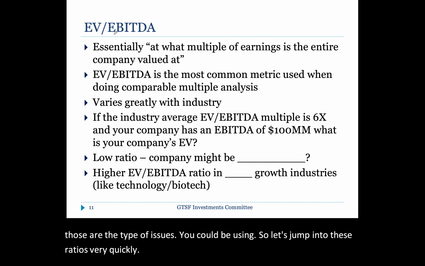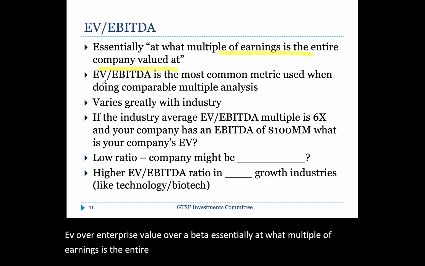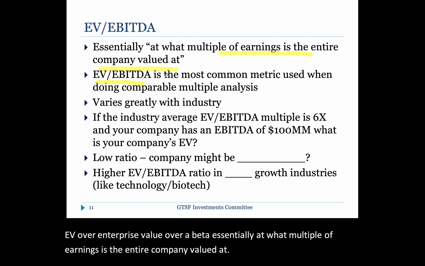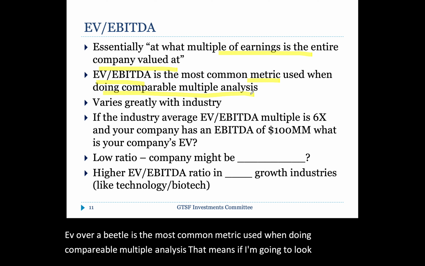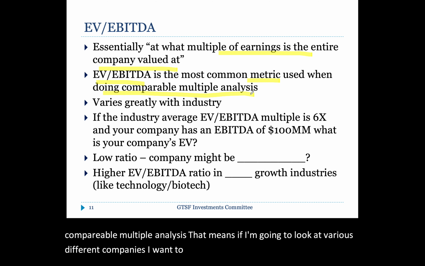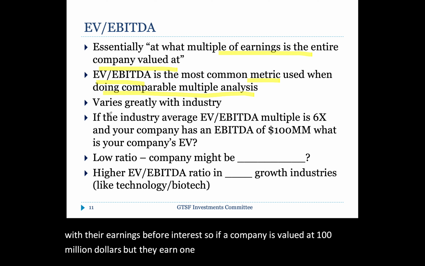EV over EBITDA, enterprise value over EBITDA. Essentially, at what multiple of earnings is the entire company valued at? EV over EBITDA is the most common metric used when doing comparable multiple analysis. That means if I'm going to look at various different companies, I want to understand that enterprise value divided by their earnings before interest. So if a company is valued at $100 million, but they earn $1 million in the last year, they're valued at 100 times their earnings.